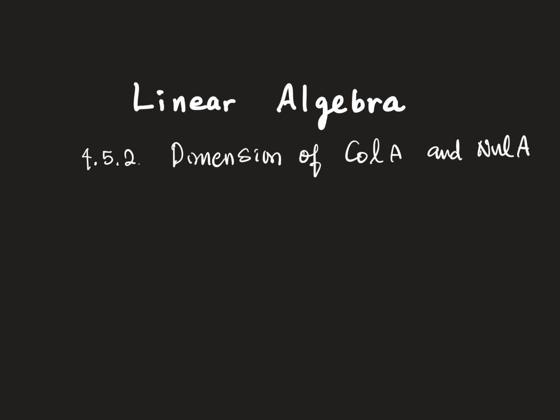In the previous video, we discussed dimensional vector space. How are we going to find the dimension of a vector space? We need to find the basis for the vector space. The number of vectors in the basis is going to be the dimension, right? So in this section, we're going to talk about how to find the dimension of the column space of A and the null space of A, guys.